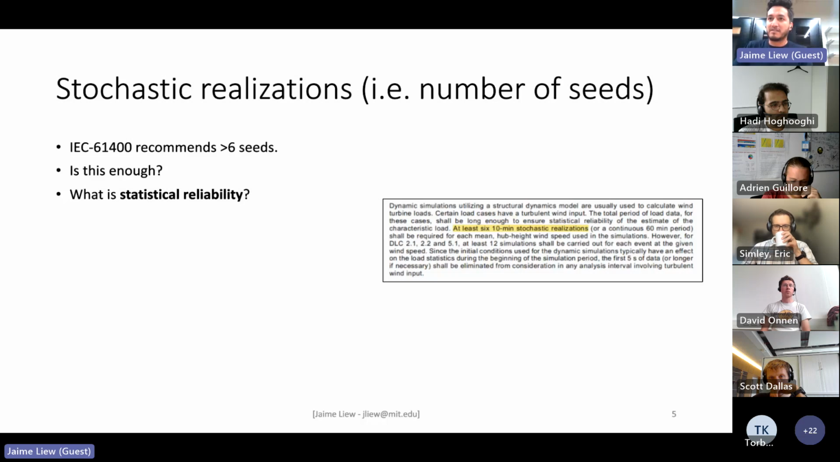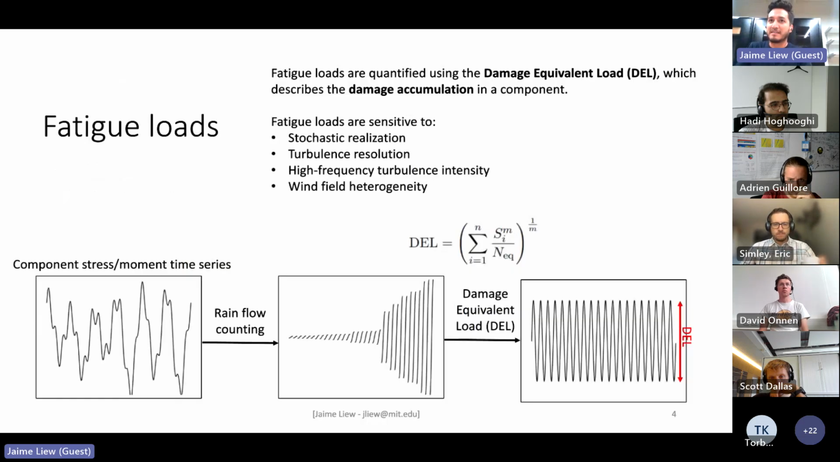So yeah, I'll just go back. There's a few things which influence fatigue load calculations. Firstly, you notice it's a really complicated kind of statistic to work with. It's different to working with mean or standard deviation because it's a bit more difficult to calculate. It's very sensitive to stochastic realization. So if you have a different seed, you have a very different damage quantity. The resolution, which I'll show later, is quite important, like how resolved your wind field is. High frequency turbulence, I'll also describe that in a moment.